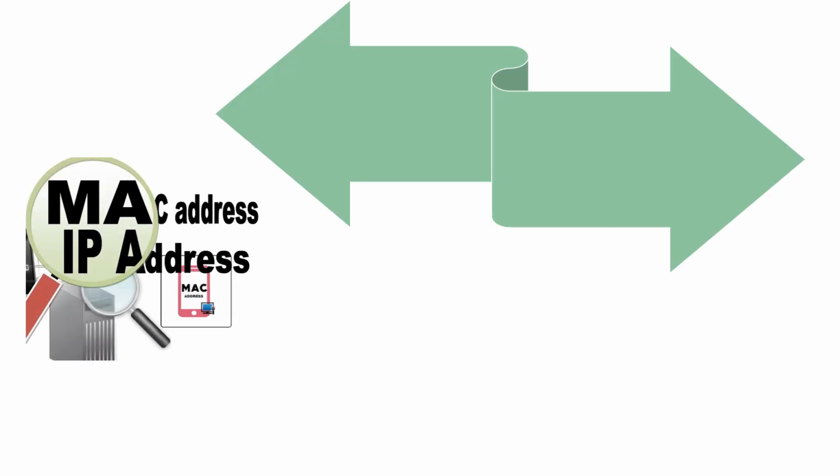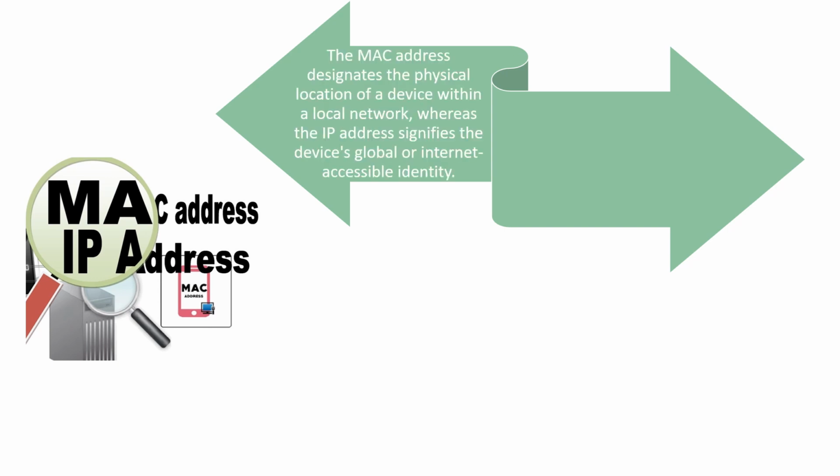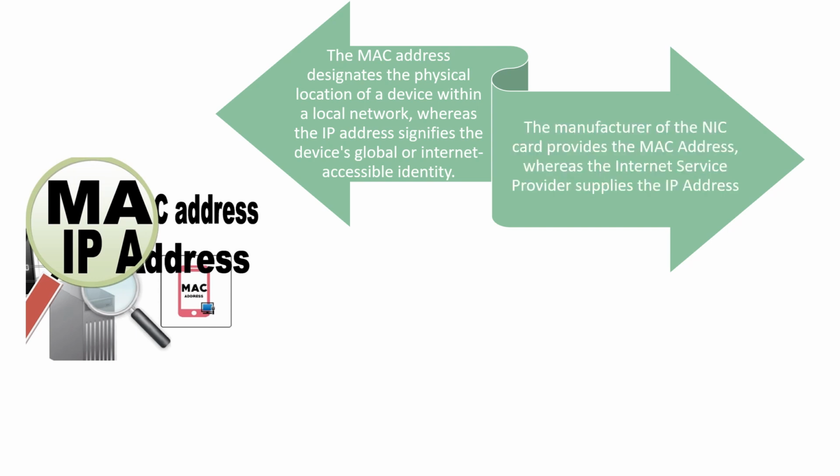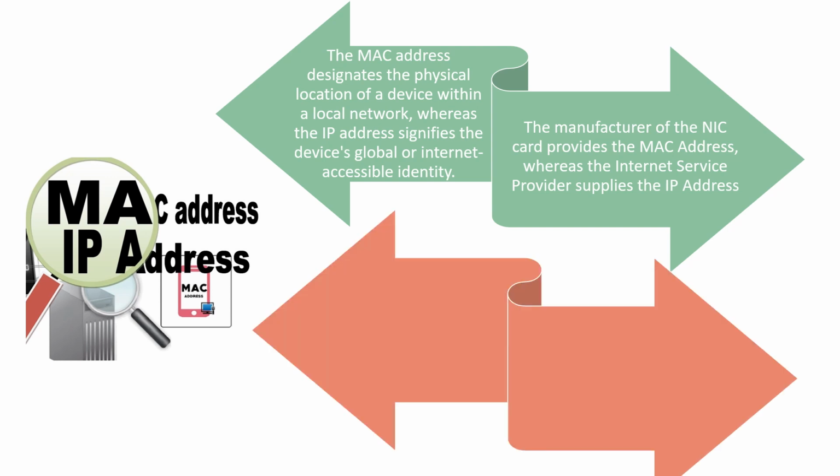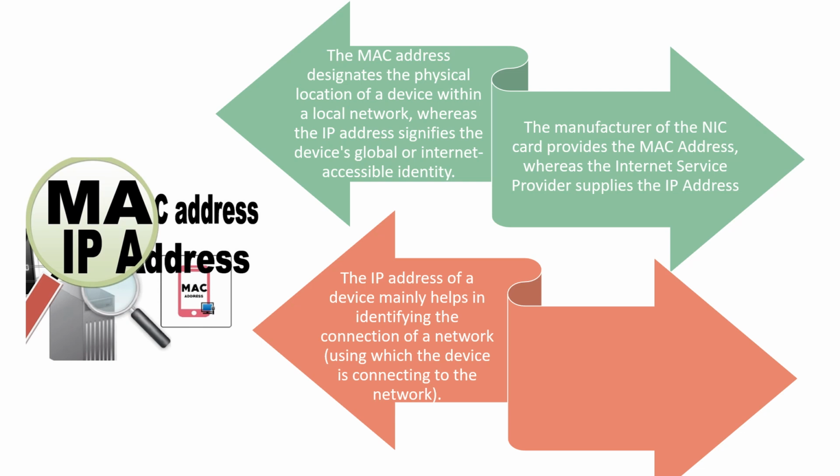Before going to see how these MAC addresses work, we can see what the difference is between MAC address and IP address. This MAC address designates the physical location of the device within the local network, whereas the IP address signifies the device's global or internet accessible identity. The manufacturer of this NIC card provides the MAC address, whereas the internet service provider supplies the IP address. Some of you will have confusion between the MAC address and IP address. This will be helpful for you.